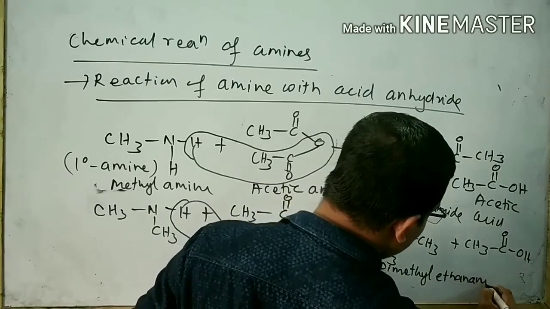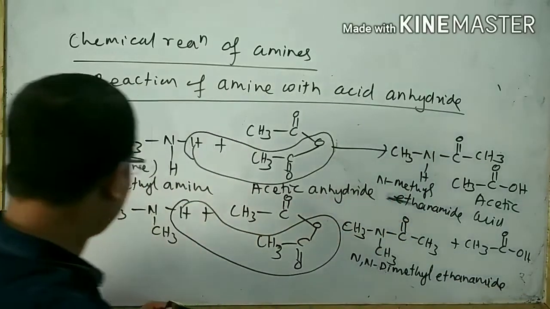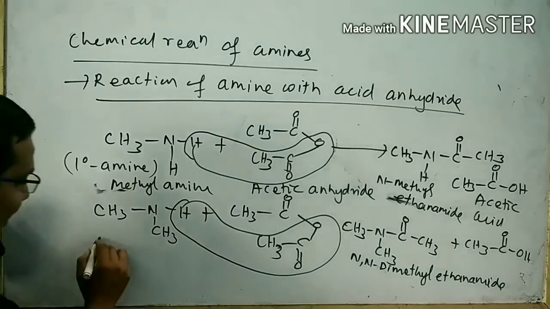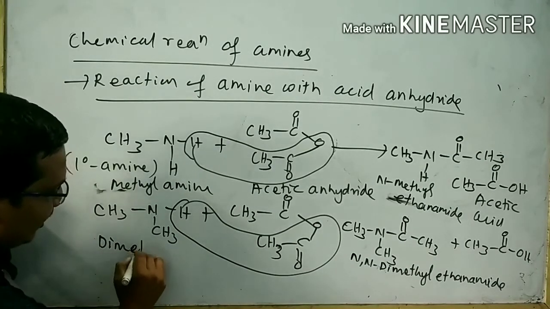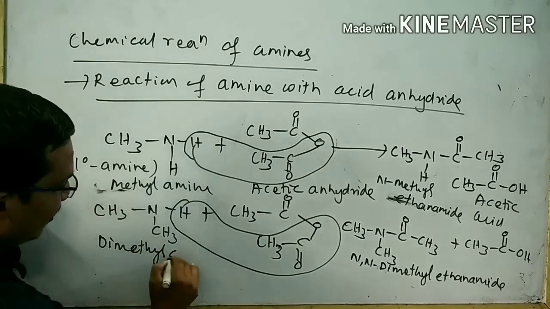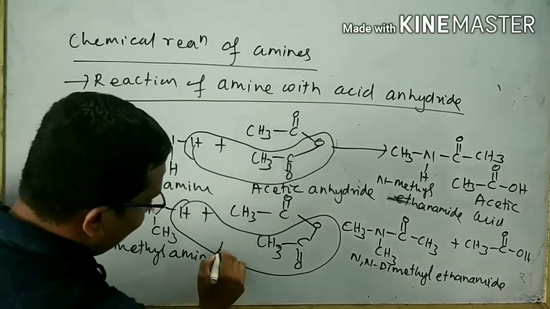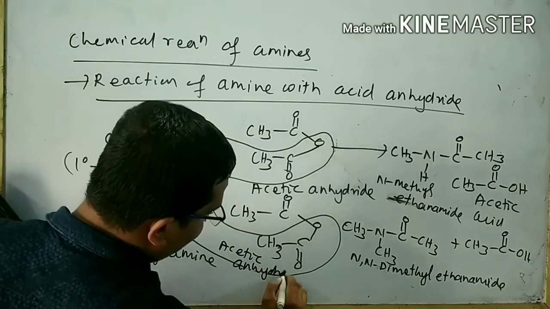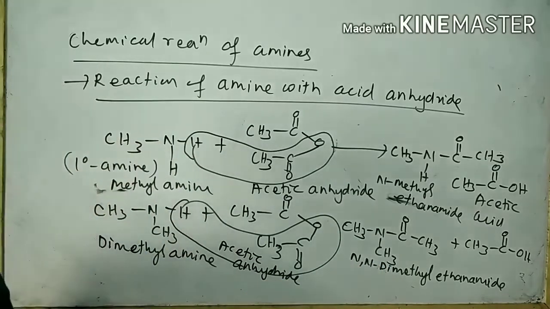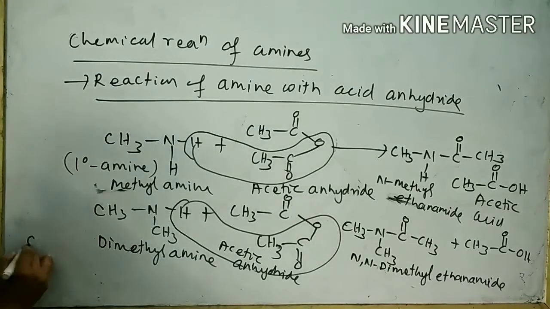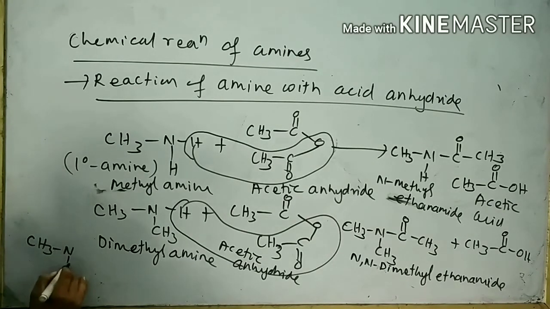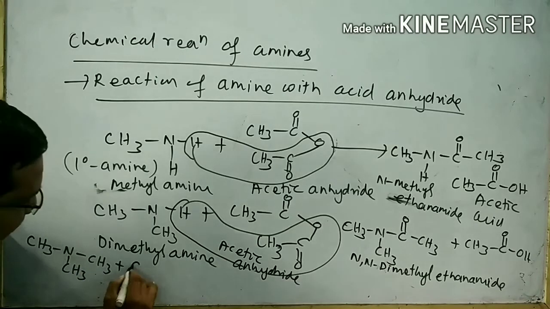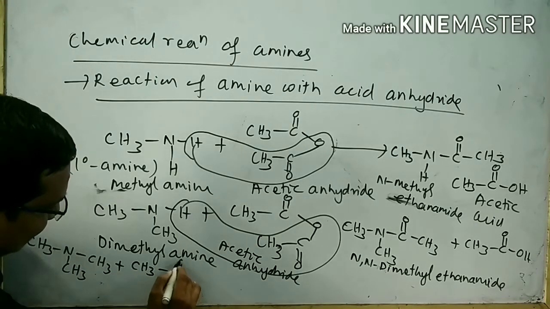So we can write a statement: when dimethylamine is subjected to reaction with acetic anhydride, then N,N-dimethyl ethanamide is formed. But remember, in 3 degree amine there is no hydrogen atom present, so 3 degree amine will not react with acetic anhydride.